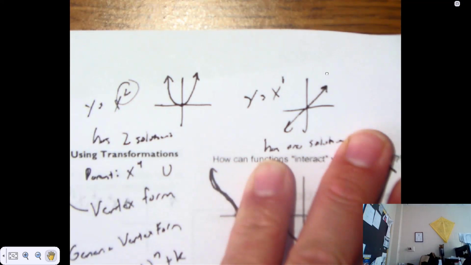You guys forgot about the fundamental theorem of algebra. Exponents tell you how many solutions you have. We'll start here tomorrow.